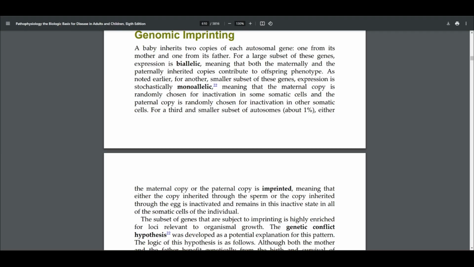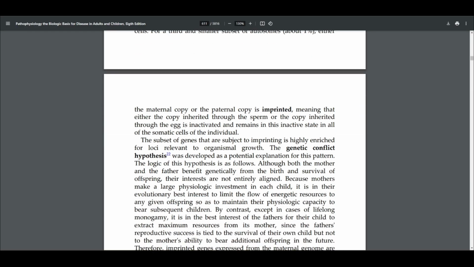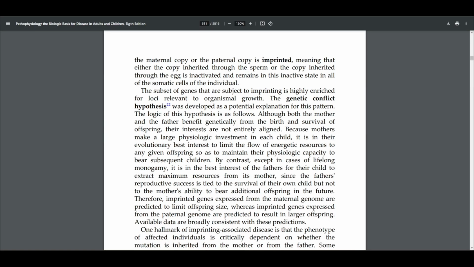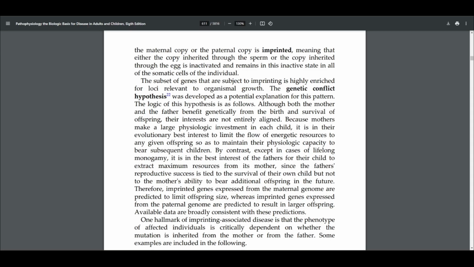As noted earlier, for another smaller subset of these genes, expression is stochastically monoallelic, meaning that the maternal copy is randomly chosen for inactivation in some somatic cells, and the paternal copy is randomly chosen for inactivation in other somatic cells. For a third and smaller subset of autosomes, either the maternal copy or the paternal copy is imprinted, meaning that either the copy inherited through the sperm or the copy inherited through the egg is inactivated and remains in this inactive state in all of the somatic cells of the individual.